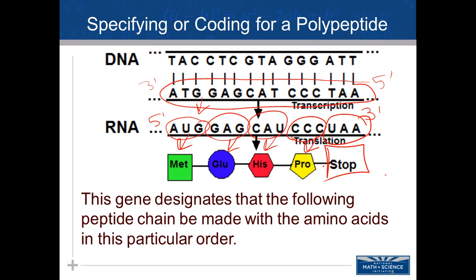So ultimately, this gene says I want a protein made, and I want the protein made so methionine comes first, glutamine, histidine, proline, and then stop. That's what the gene or the template is saying. I want this particular polypeptide made in this particular order.